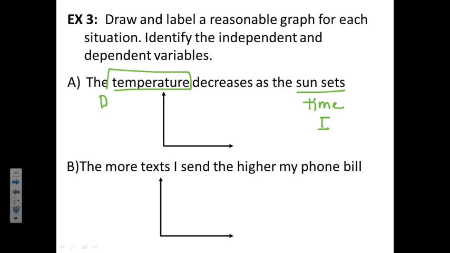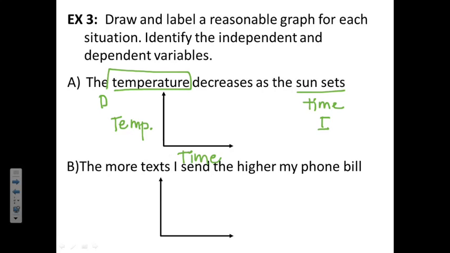So we label our horizontal axis with the independent variable, and it's time, and our vertical axis with the dependent variable, and we'll put temperature. I'm going to put TEMP to abbreviate it.